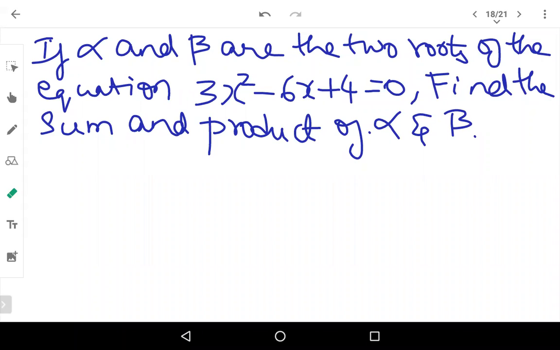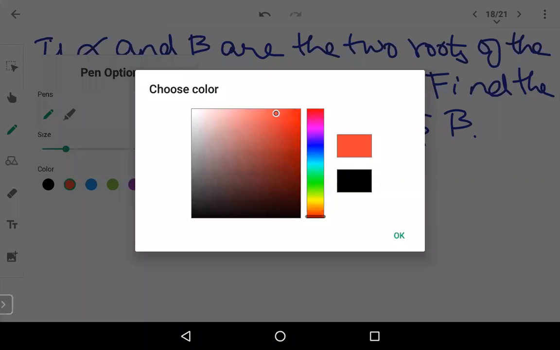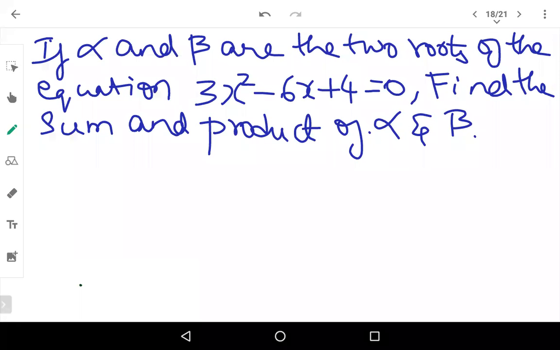Anybody got the answer? 2 and 4 by 3. Gauri, there is no minus, my dear, because it will become minus of minus. So the minus will get cancelled. 2 and 4 by 3. That is correct. Okay, so let's quickly solve.